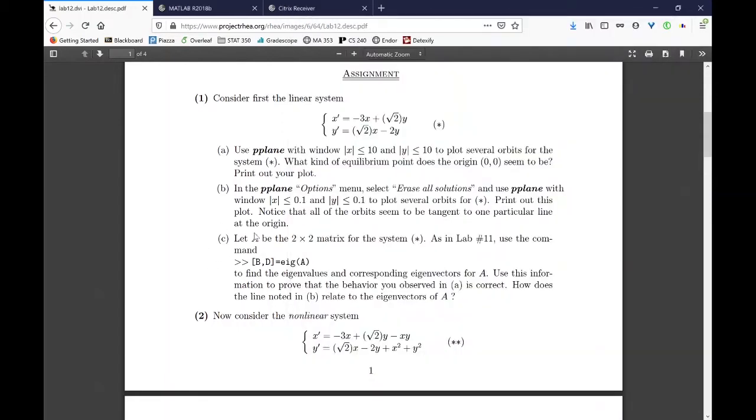And finally, for C, let A be the 2 by 2 matrix for the system, and as in Lab 11, use the command [B,D] = eig(A) to find the eigenvalues and corresponding eigenvectors for A. Use this information to prove that the behavior you observed in A is correct, and how does the line noted in B relate to the eigenvectors of A.